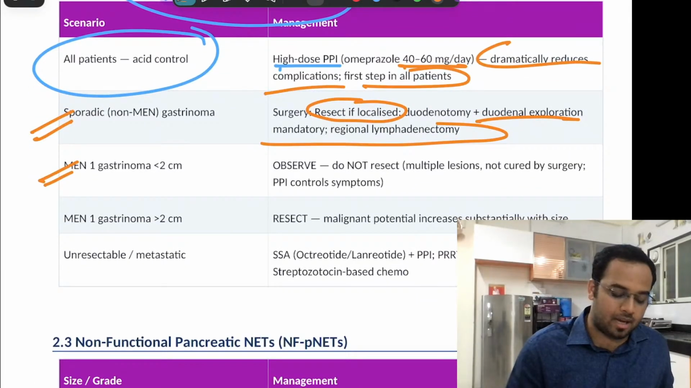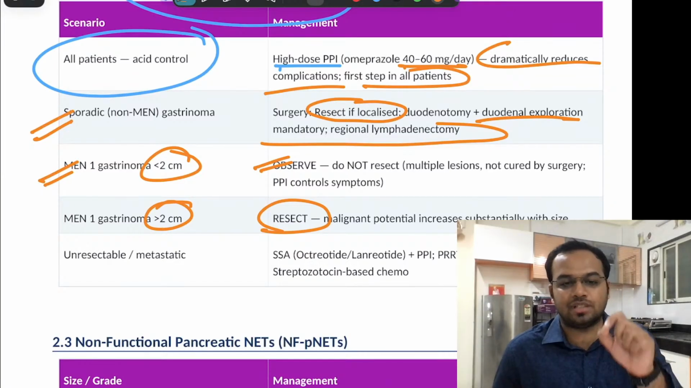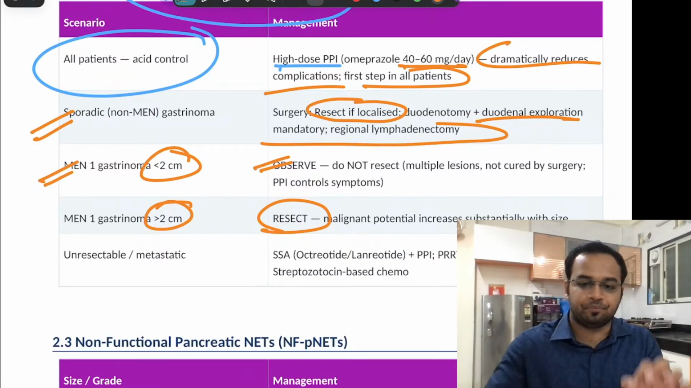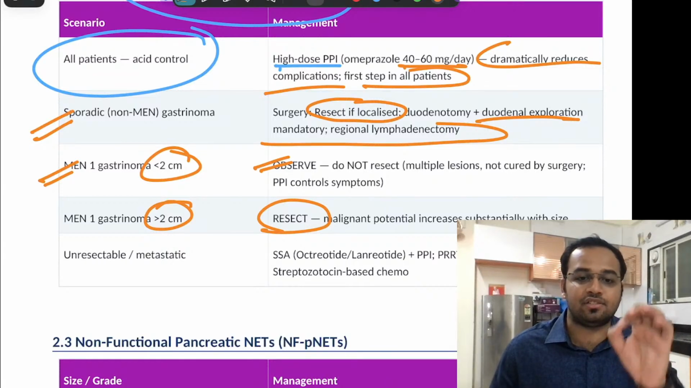In MEN 1, if the gastrinoma is less than 2 cm, you can just observe. If it is more than 2 cm, then you have to resect, because we saw that in MEN syndrome there are multiple small gastrinomas present in the duodenum. So in MEN syndrome, the most common location — there is an MCQ here. This is an MCQ pointer. Whenever you are talking about MEN syndrome, gastrinomas are going to be very small.